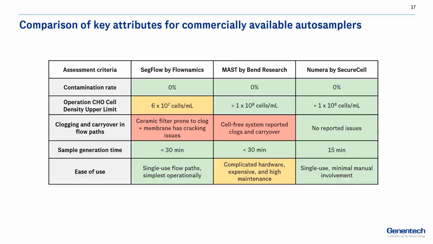Here on this slide, we can see the various assessment criteria that we took into consideration to select the Numera. We were looking at the contamination rate, the cell density upper limit, the clogging and carryover in the flow path, the sample generation time, and the ease of use. We finally chose to work with the Numera because we eliminated the other systems, as they were prone to clogging, or had difficult hardware and high maintenance needs.